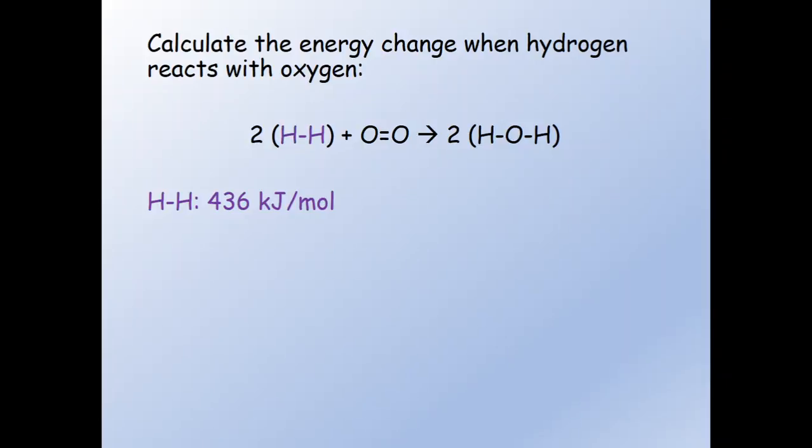So the bond energy for the hydrogen-hydrogen bond is 436 kJ per mole. For the oxygen-oxygen bond it is 498 kJ per mole, and for the oxygen-hydrogen bond it is 464 kJ per mole. Now we are going to look at the first step.